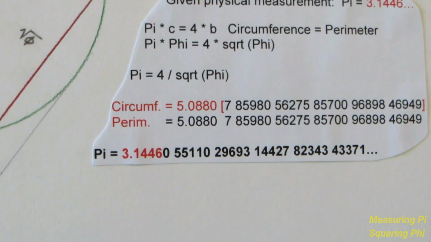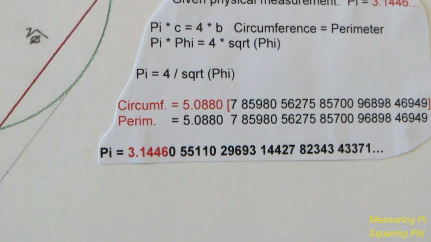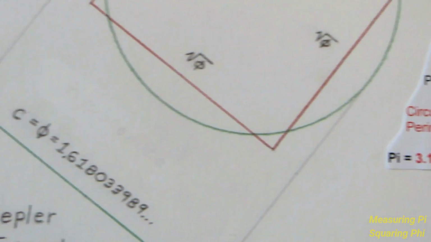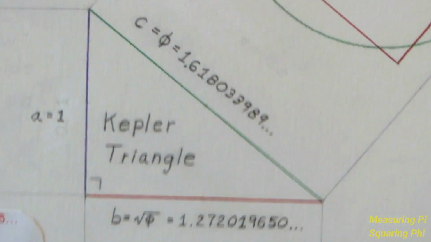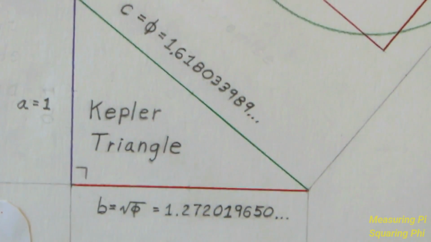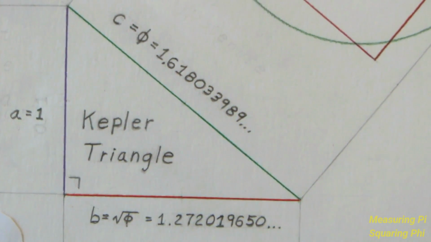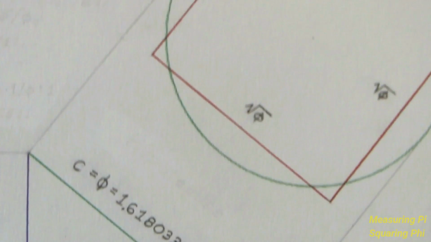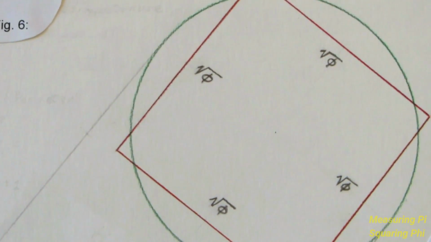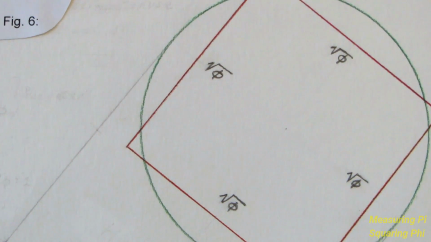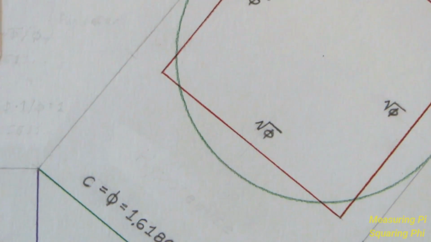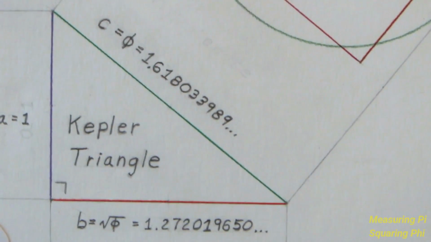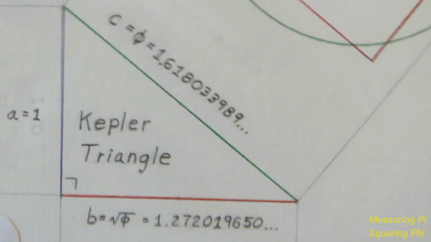We squared the hypotenuse to the other side, the second largest side, to equal the perimeter of that square. So what you see here is the green circle circumference equals the perimeter of that red square. Now we can do this for every side of Kepler's triangle. Let's go to the next side.